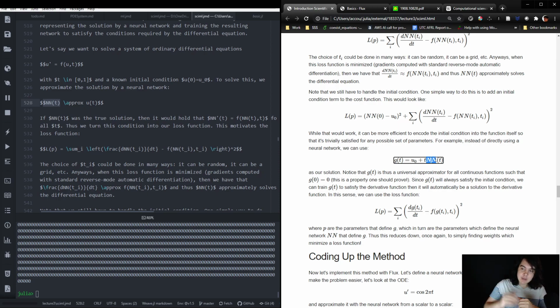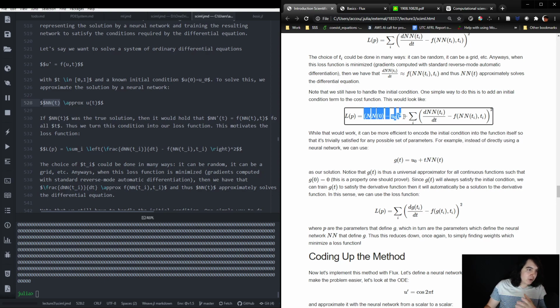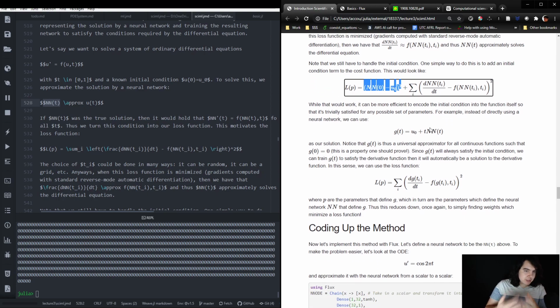And so we can do the same process as above. We define a loss function such that g has to be something that satisfies the differential equation. But by using g, we no longer have to have this boundary condition term, this initial condition. So let's actually code up the method.